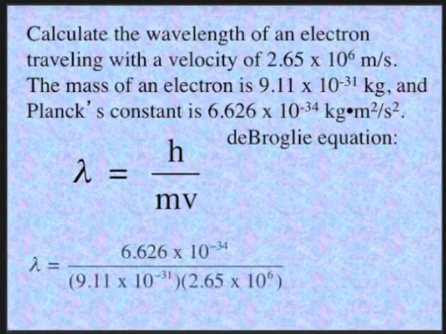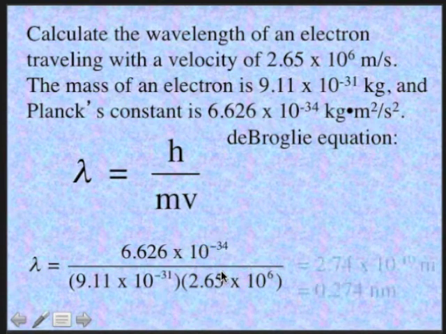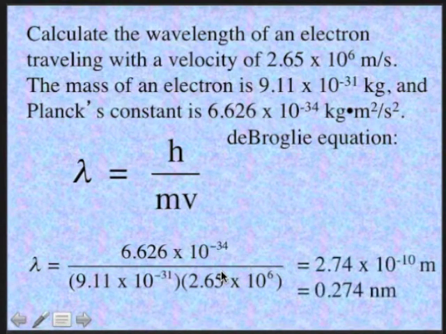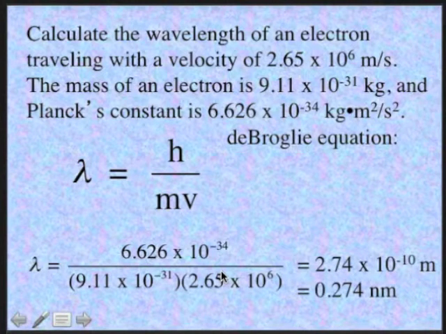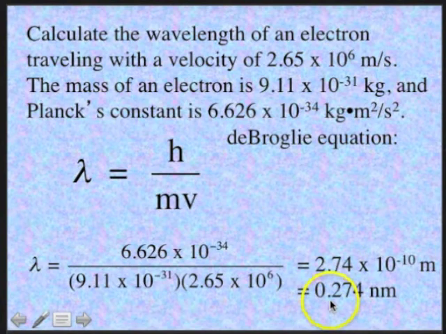Okay, so what you should have is something that looks like this, and you plug this into your calculator and you'll end up with 2.74 times 10 to the minus 10 meters, which is the wavelength, or 0.274 nanometers.